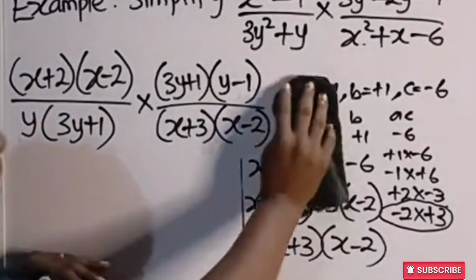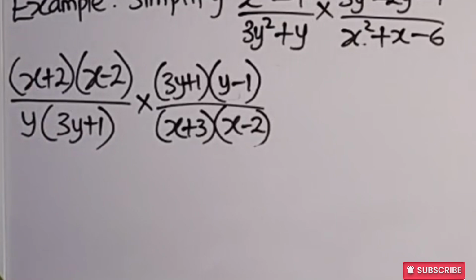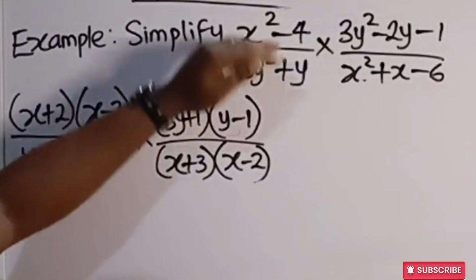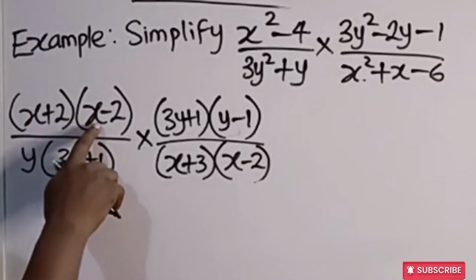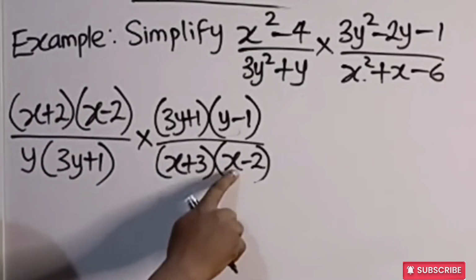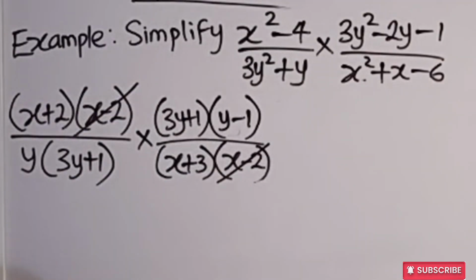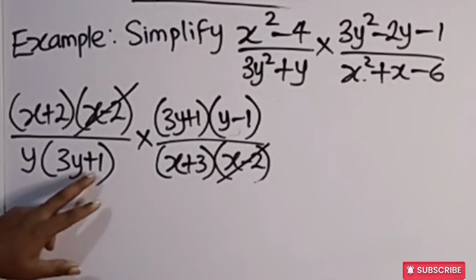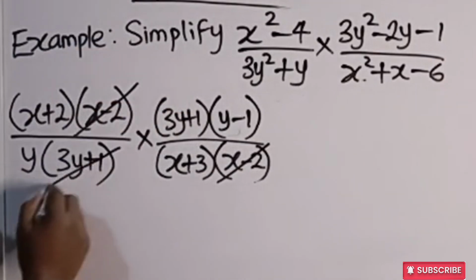So I'm going to wipe off all these. Now we've factorized all these values to get this. The next thing we're going to do is look for opportunities to cancel out values. Over here we have x minus 2, and over here we have x minus 2, so we can cancel them out. Over here we have 3y plus 1, and over here we have 3y plus 1, so we can cancel them out.